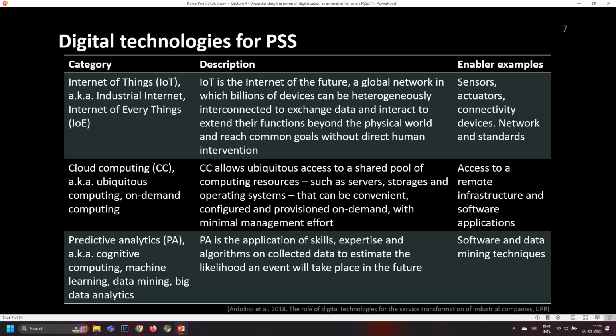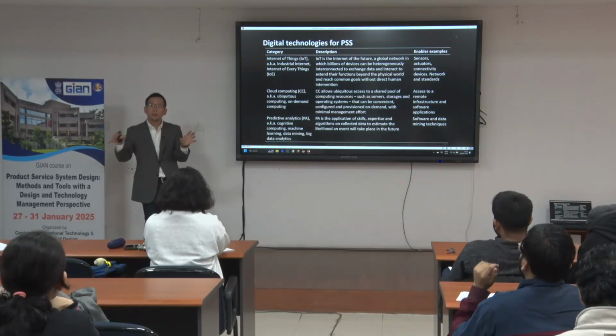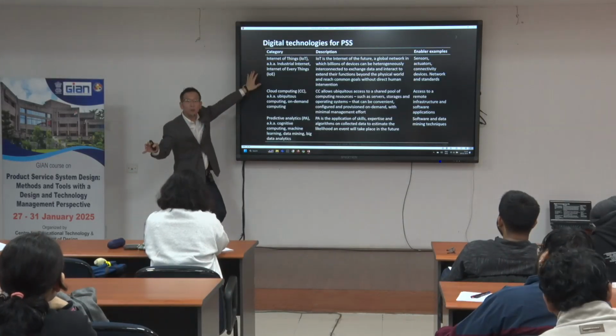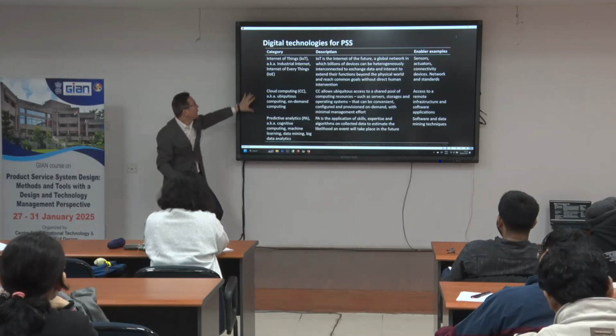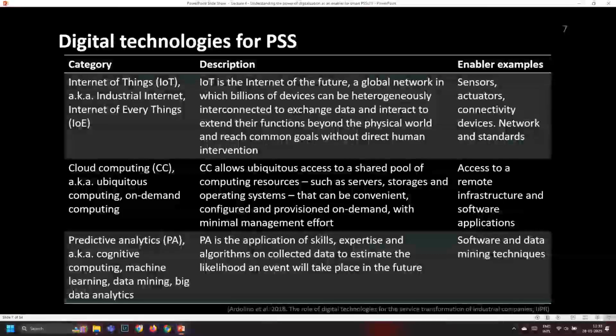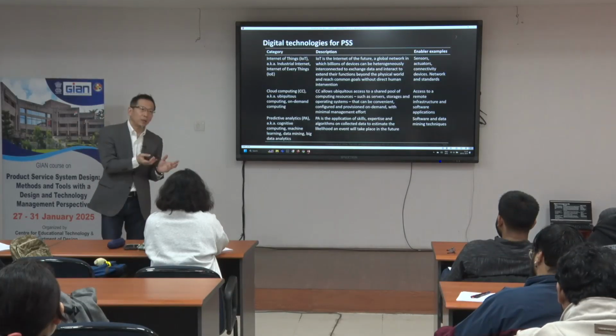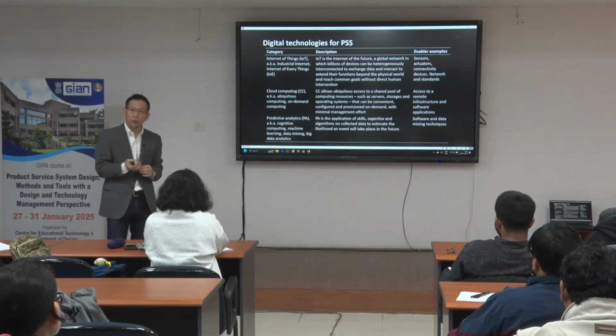This table is also taken from a PSS paper, and it's a bit busy, but simply speaking, it relates to how to connect different objects in terms of data and information. That's the first category. And then the second category is how to store the data, where to store the data, and so on. The last one is regarding analysis, how to analyze such data collected and stored.